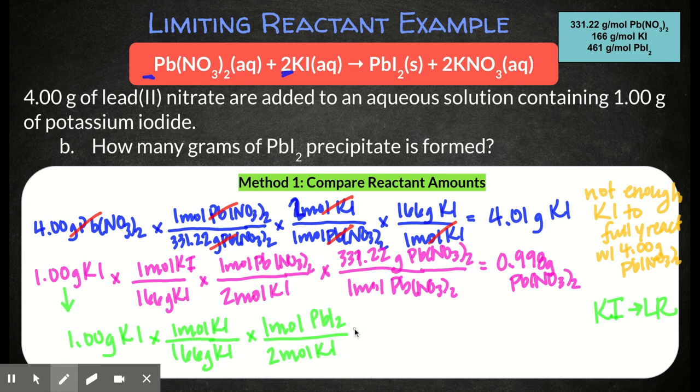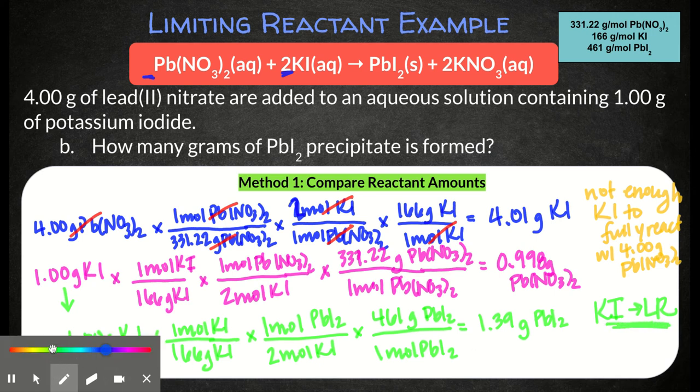Okay. And now I can figure out how many grams of PbI2 can be made. That's up here. So I know that 1 mole of PbI2 is going to be 461 grams of PbI2. And so if I calculate this out, what I'm going to get is 1.39 grams of PbI2 that can be made. Okay, and so the amount of PbI2 that can be made is based on the limiting reactant. It has to be based on my limiting reactant. And this is my theoretical yield.